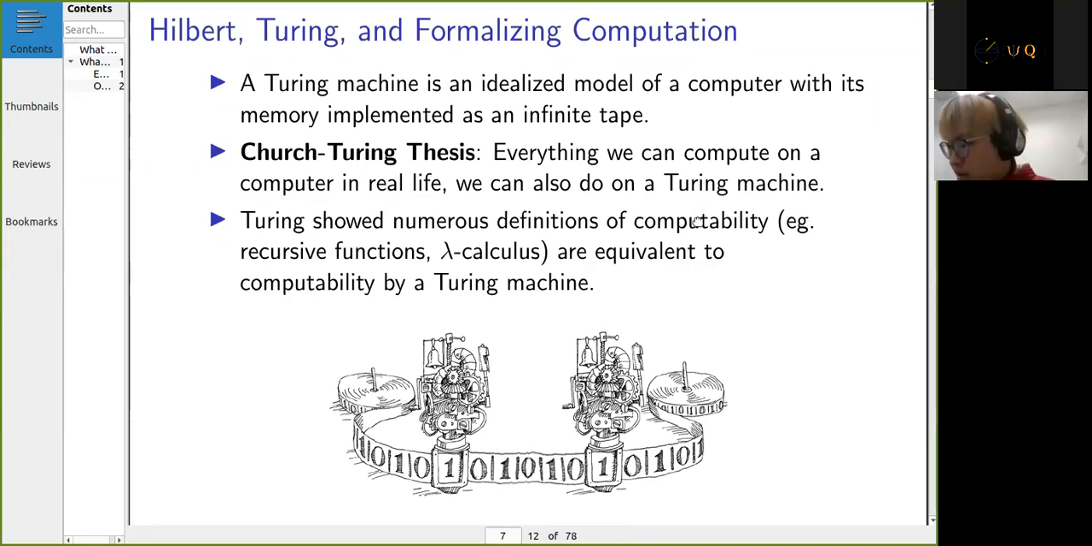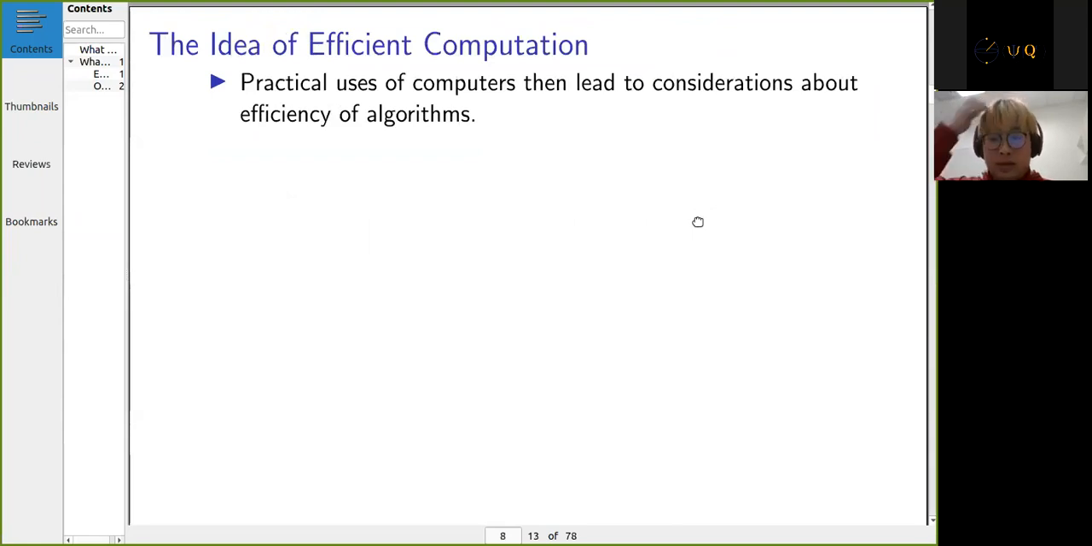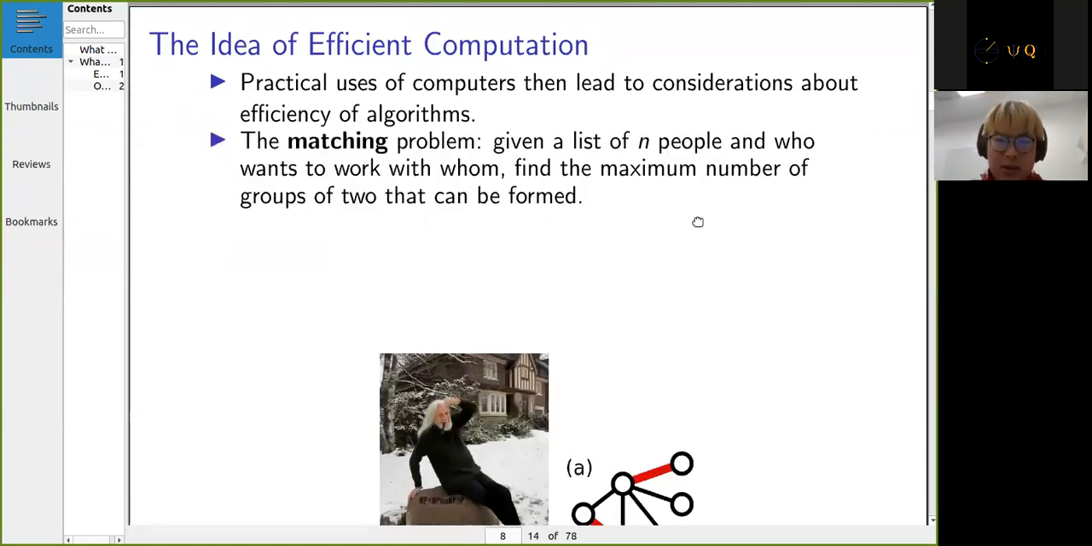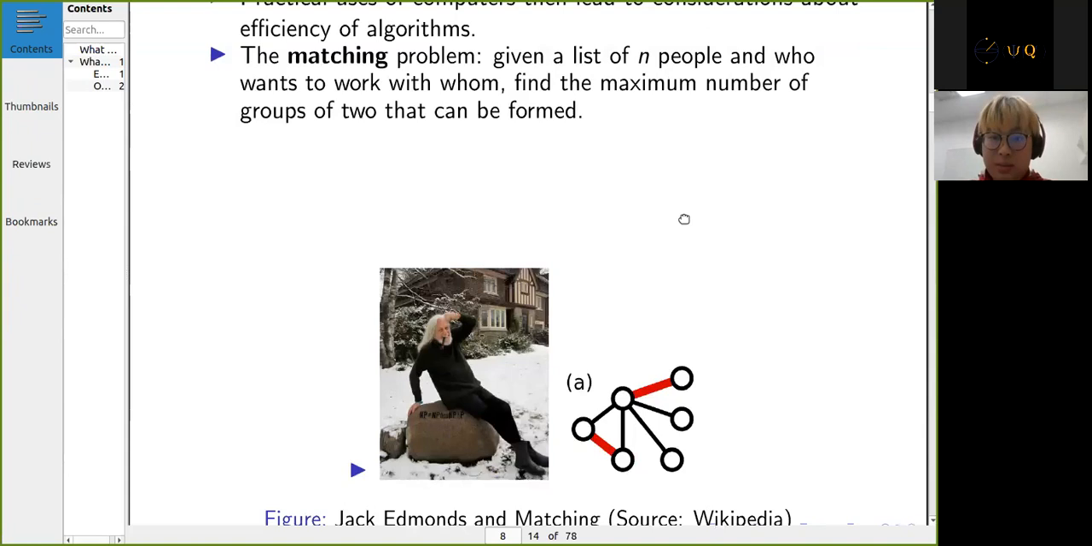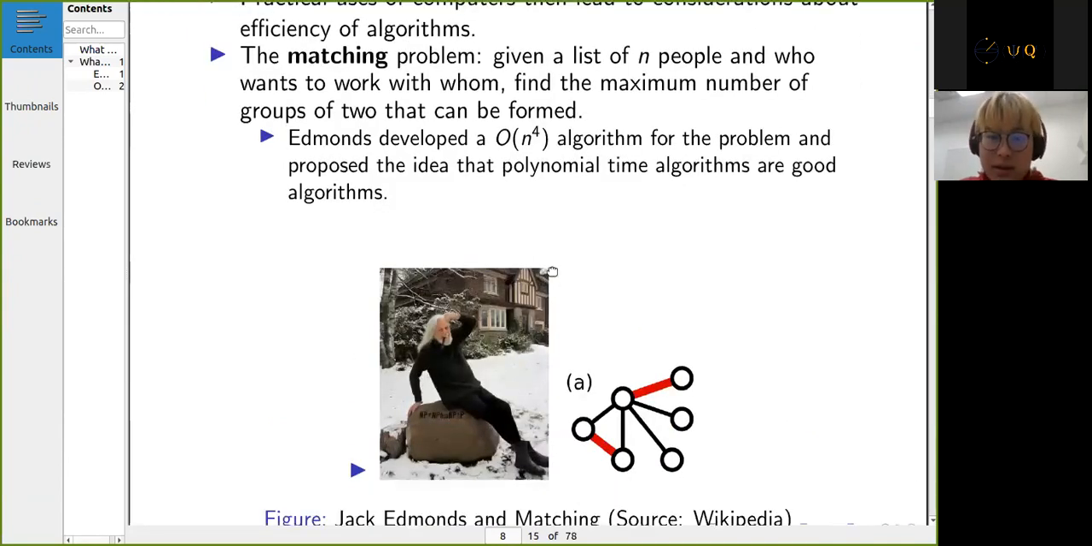So once we have the idea of computability, we can then look at the idea of efficient computation, which becomes very important when people start using computers in real life to solve practical problems. One of these problems that was first studied is the matching problem, which essentially states, if you have a list of n people and who wants to work with whom, say represented by this graph on the right here, we want to find the maximum number of groups of two that can be formed from that list of people. So Jack Edmonds, shown on the left here, studied this matching problem and developed a polynomial time algorithm.